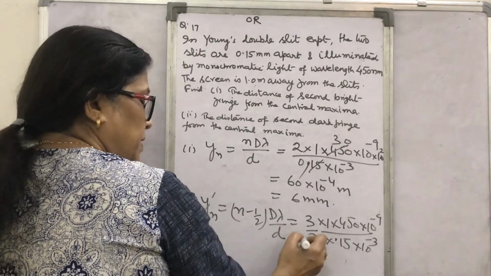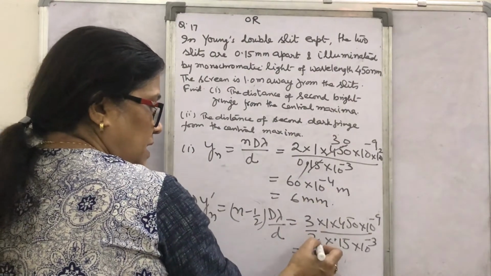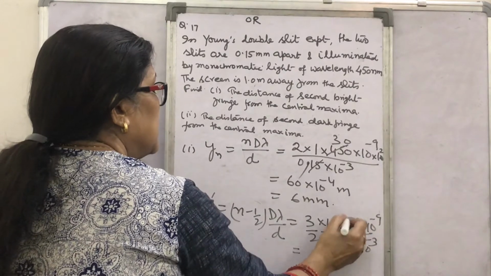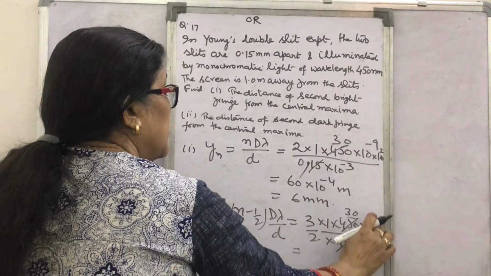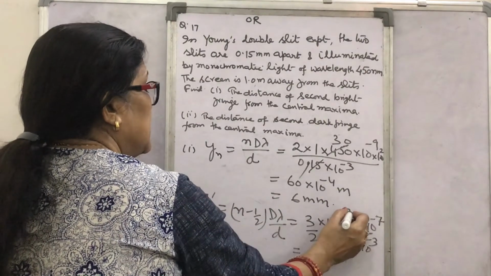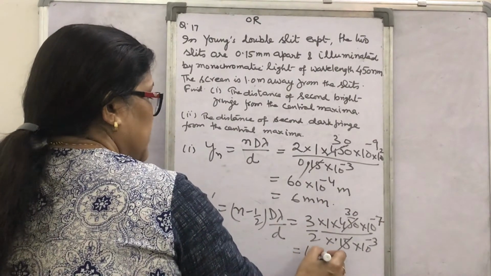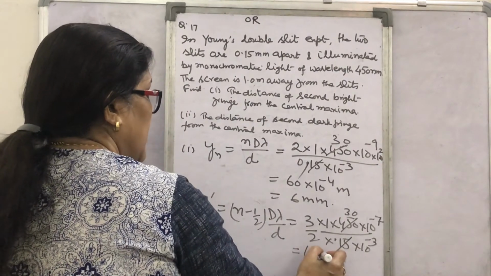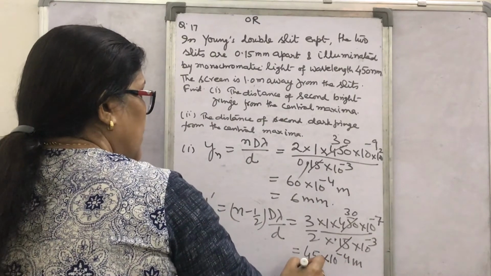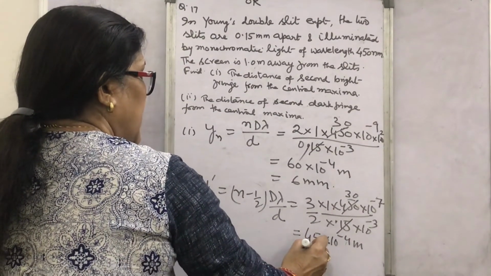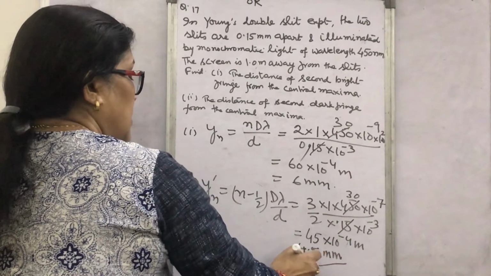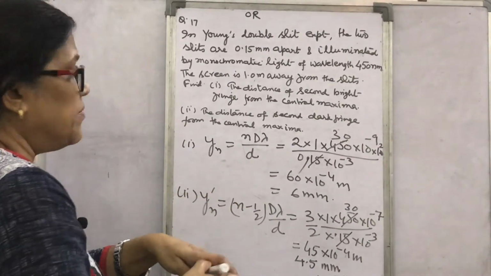So what will be here? This is 6 millimeter, and again you will get this is 30, this will become minus 7, and this 3 for this is 45. Okay, so 45 into 10 to the power minus 4 meter, or 4.5 millimeter. Clear? So in this way you have to solve the question.